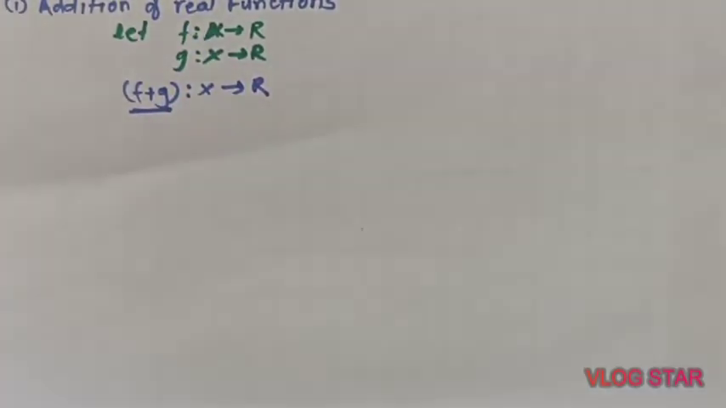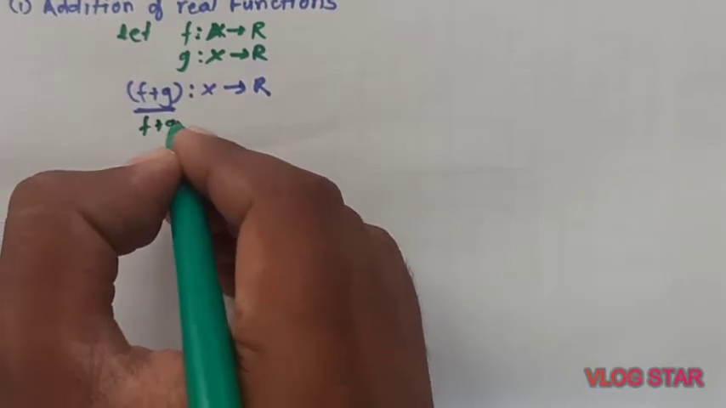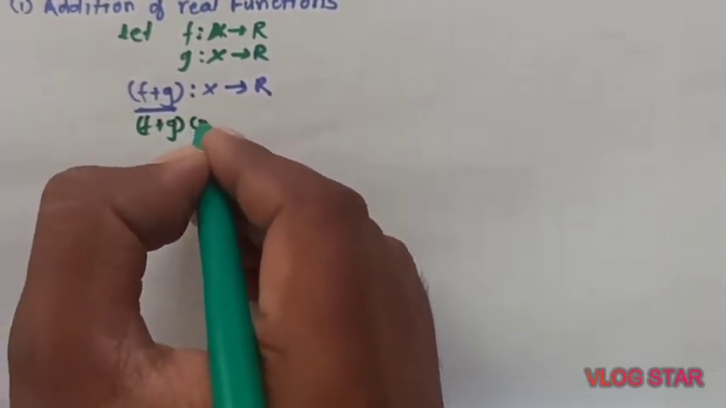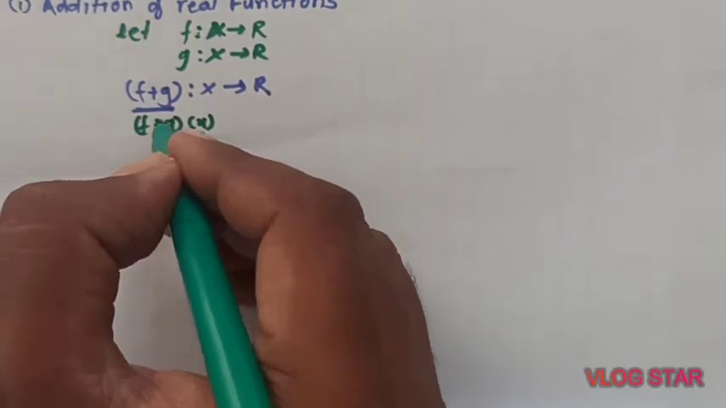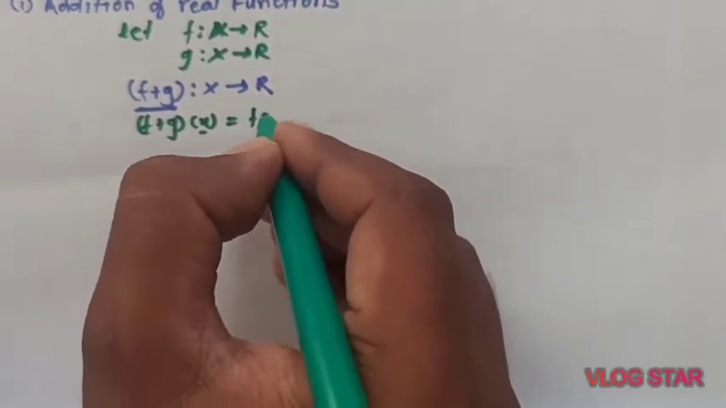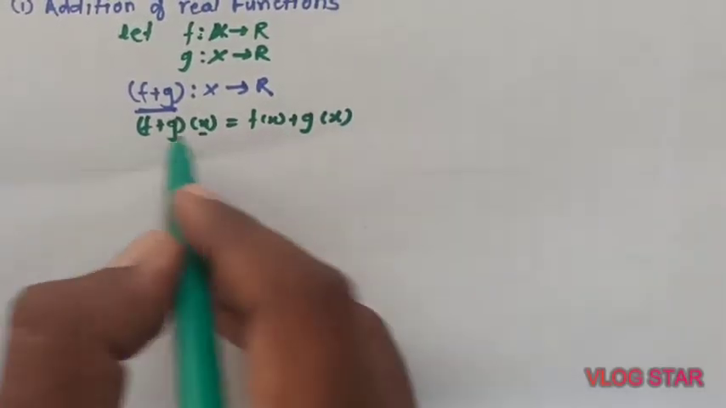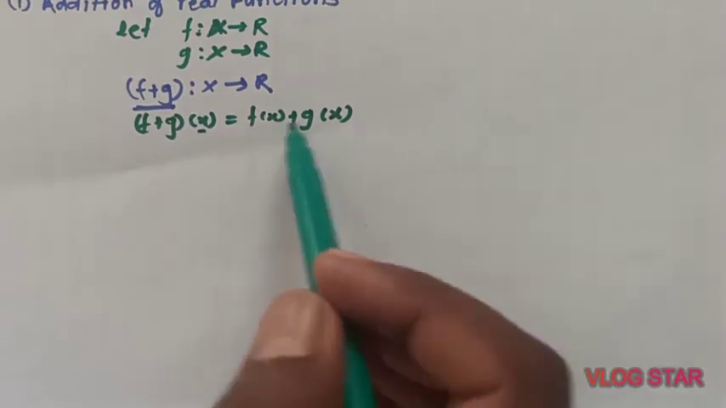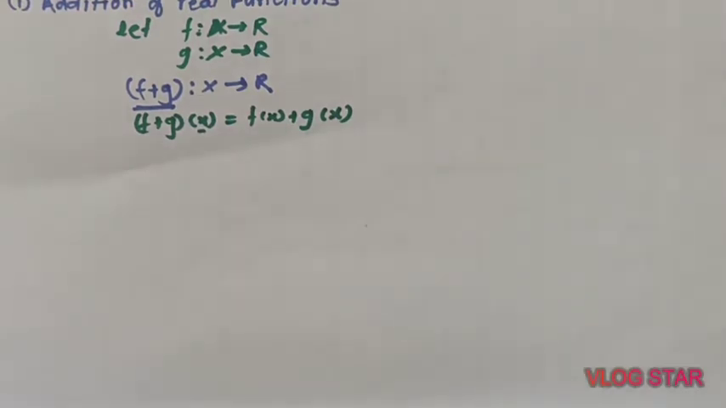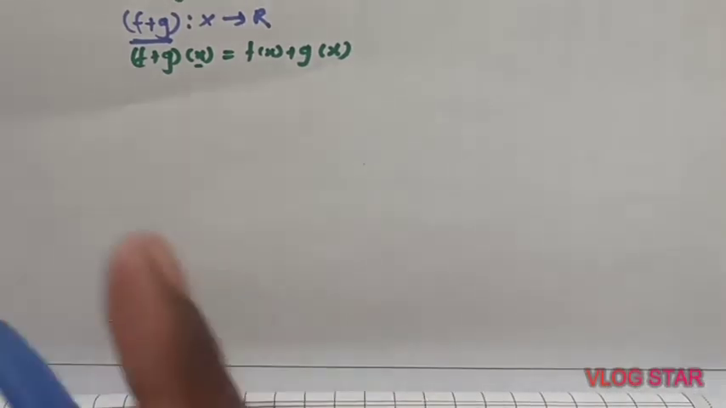But how do we get the image under that function? So the image of x under this new function, f plus g of x, is the same as f of x plus g of x. Remember this rule for how to find the image of this new function. It is just the addition of the given two functions. It will be easy to understand with an example.